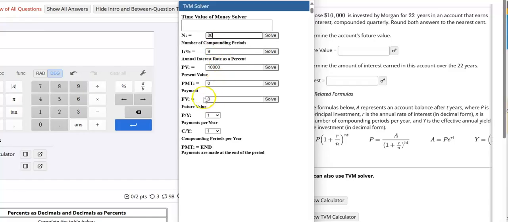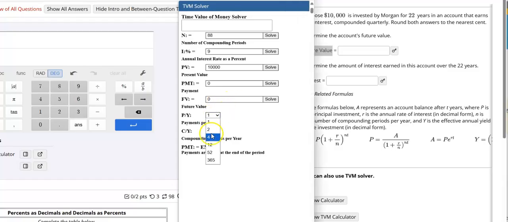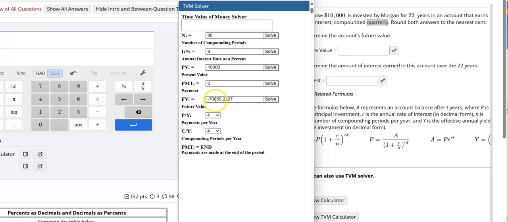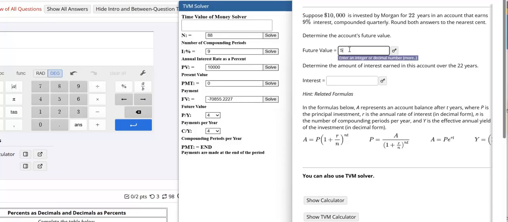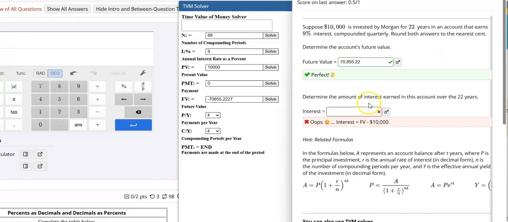Now I'm looking for the future value, so I solve for that. P/Y and C/Y are going to be 4 because that's quarterly. It depends. If you have, let's say, monthly, you put 12 for n. So you solve for future value and you get $70,855.22. You put the comma here, because it says nearest cent, which is 2 decimals. Let's check this answer. That is perfect.